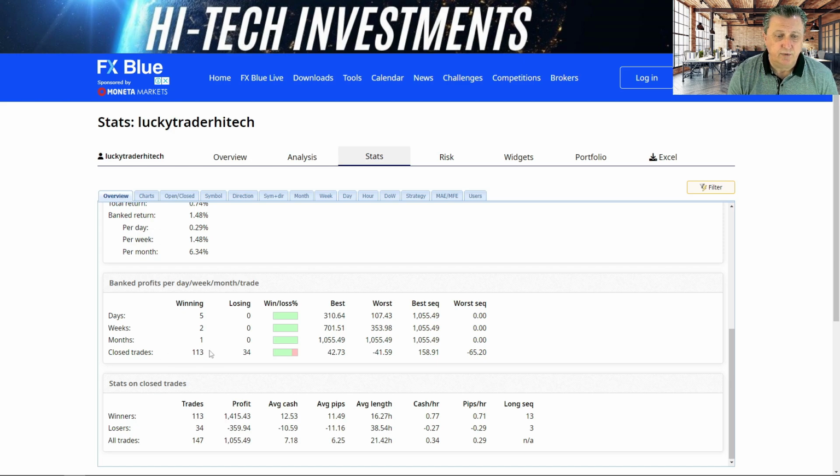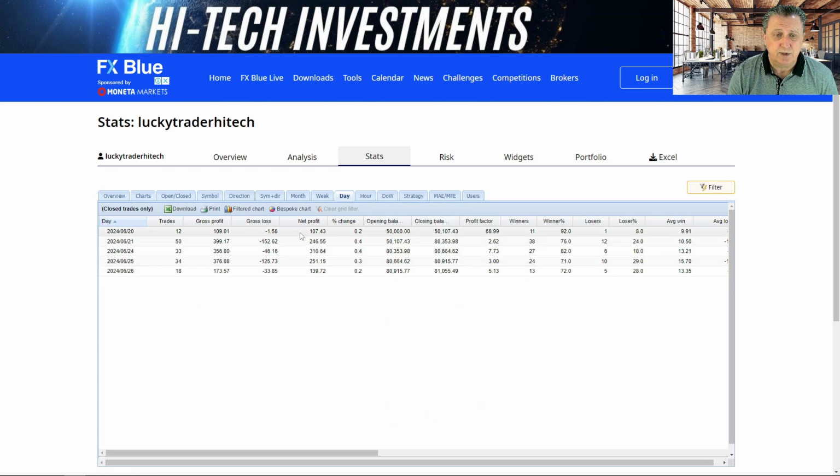Closing trades 113 so far, and so these are the winners, and then the losers is 34. So all trades is actually 147. So looking good, starting well. And if we have a look at the individual days, so the net profits you'll see here. So we have 100, 200, 300, 200, and right now this is only half day trading, 139. So it seems to be ticking over quite nicely at the moment.